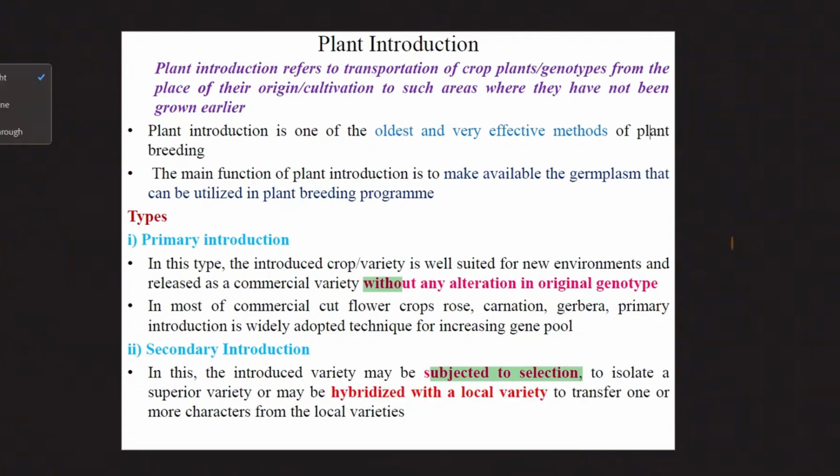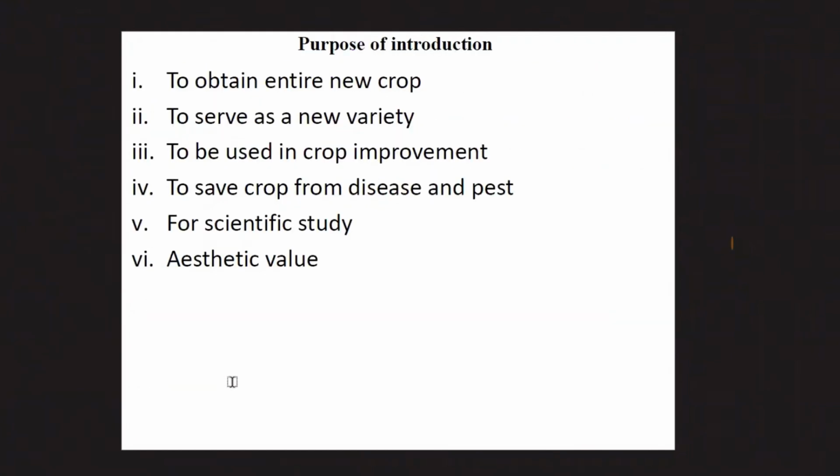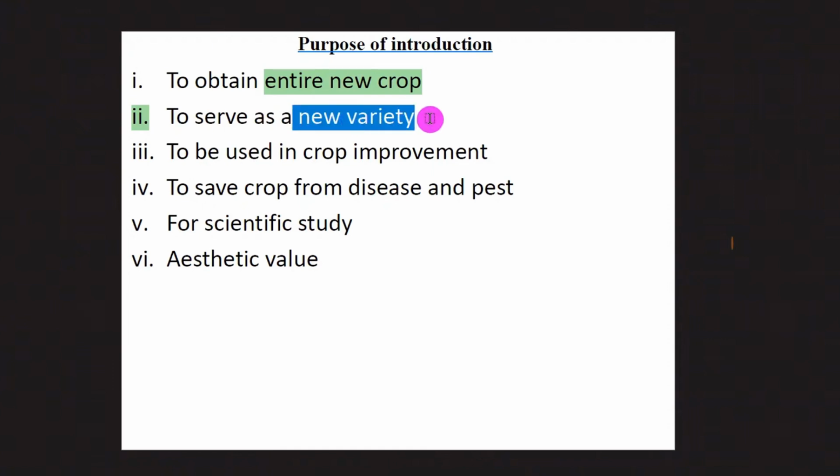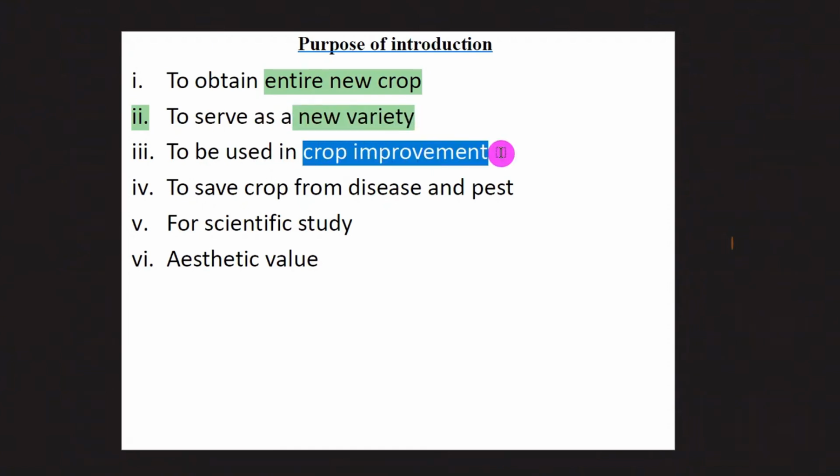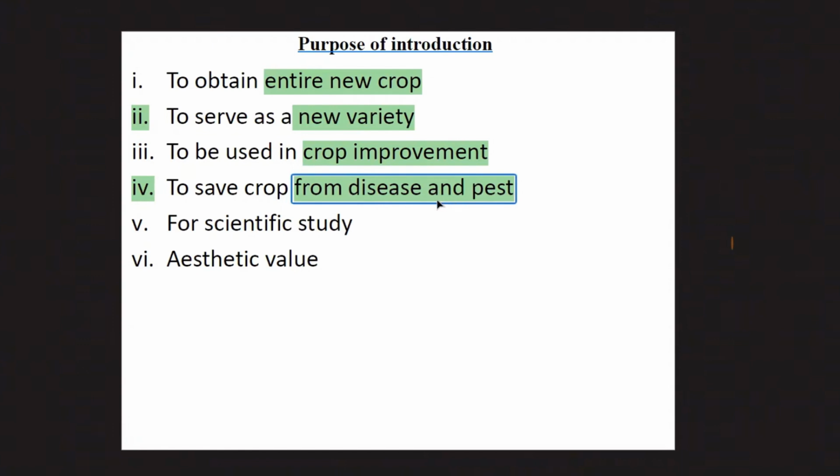And next is, what is the purpose of plant introduction? The main goal or purpose is to obtain entirely new crops, to serve as new varieties, and to use in crop improvement. For crop improvement, for example, rice resistant varieties are there, wheat resistant varieties are also there. We can borrow from others, to save the crop from disease and pests, and for scientific study and aesthetic balance.